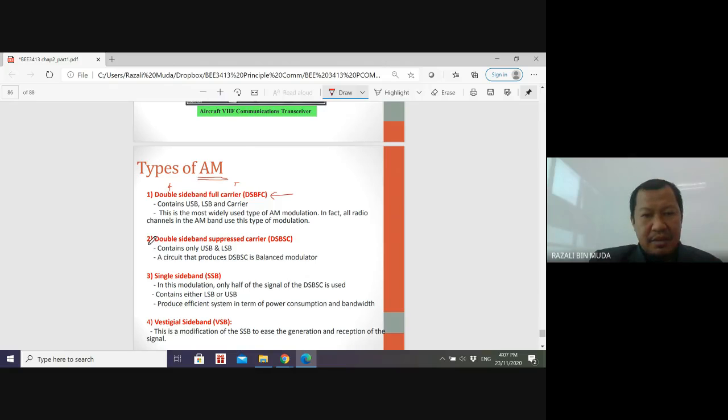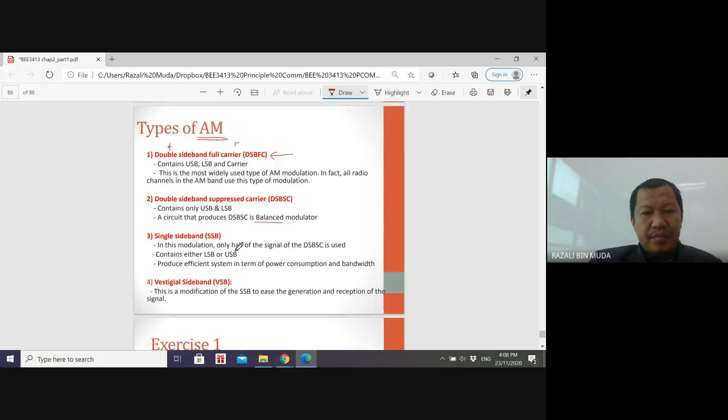The second type is double sideband suppressed carrier, DSB-SC. Double sideband with the carrier removed. It contains only the upper sideband and lower sideband. The circuit that produces DSB-SC is a balanced modulator. So we use a balanced modulator to remove the carrier, but the upper and lower sidebands still remain.